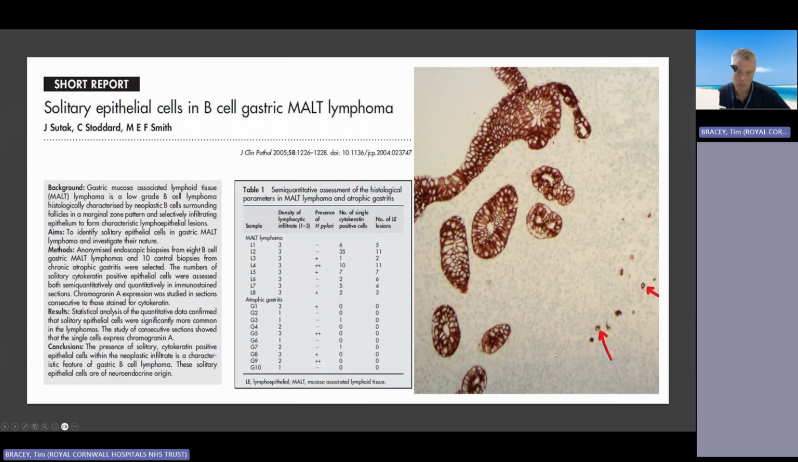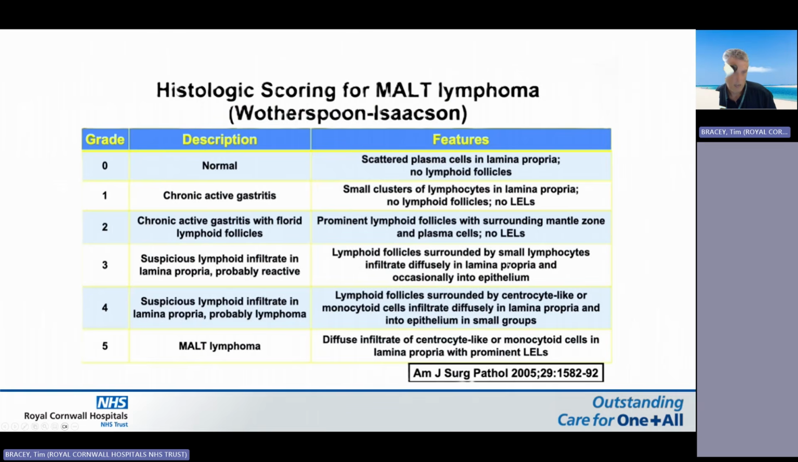So if you do an immunohistochemistry for a cytokeratin in MALT lymphoma, not only is it useful for identifying the lymphoepithelial lesions, here you can see the holes made by the lymphoid cells, but you also get these surviving single cells. And interestingly, these stain for neuroendocrine markers as well as epithelial markers. So chromogranin, in this study by Mark Smith and Judith Sutat. This is just something that you should know about when you're doing your exams.